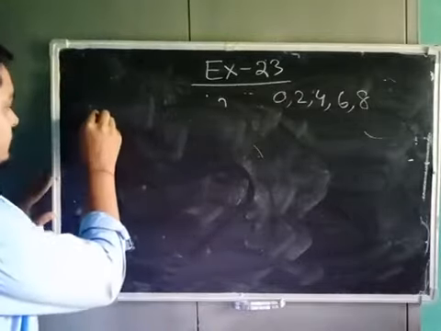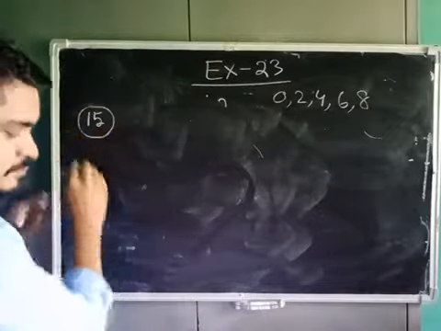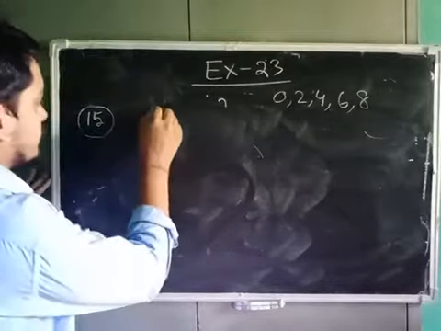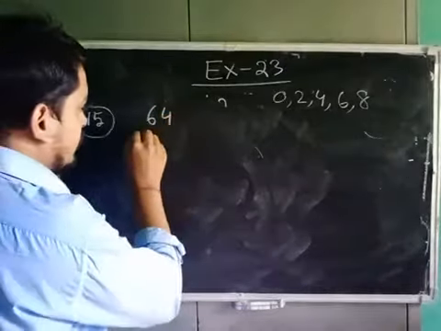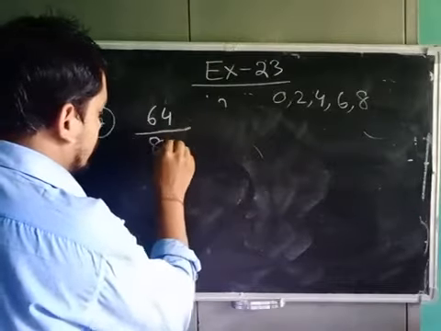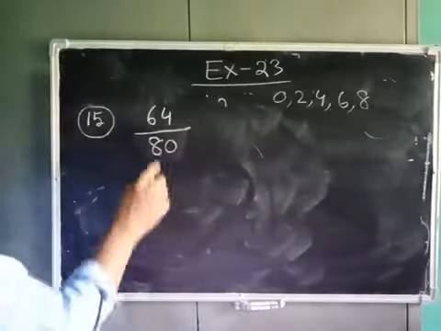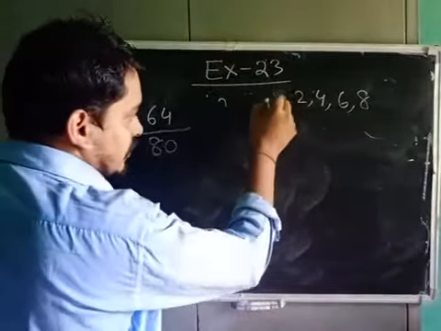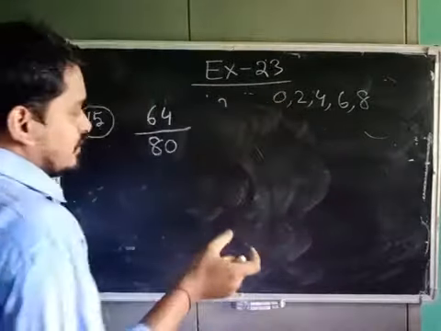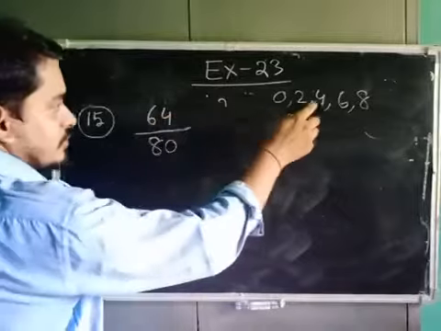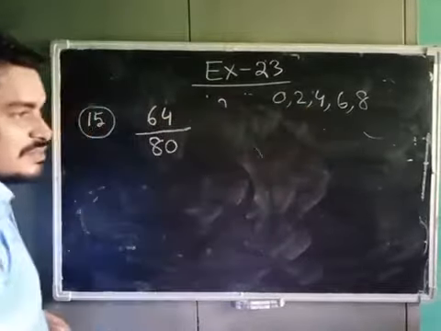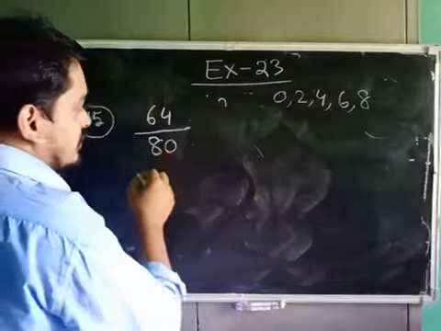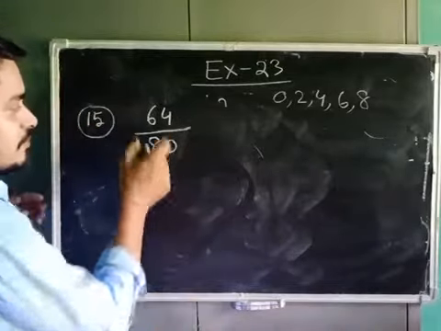Number 15. 64 by 80. So you see, we can divide both the numbers by 2 because we have 0 here. That means if we have 0, then this number can be divided by 2. Here we have 4. So if we have 4, this number can be divided by 4 and divided by 2 also. Understand? So that is why we can divide both the numbers by 2.